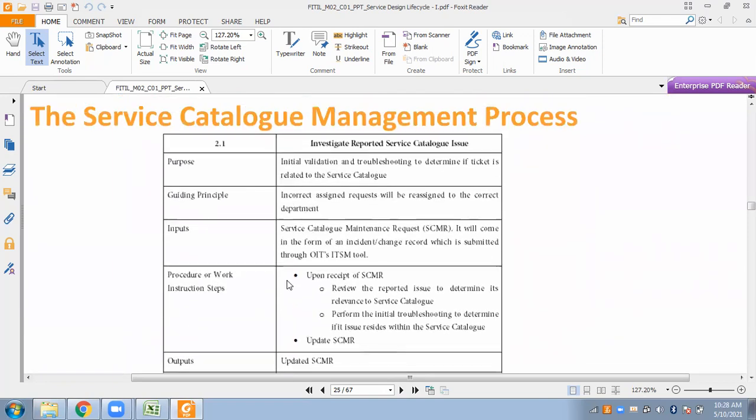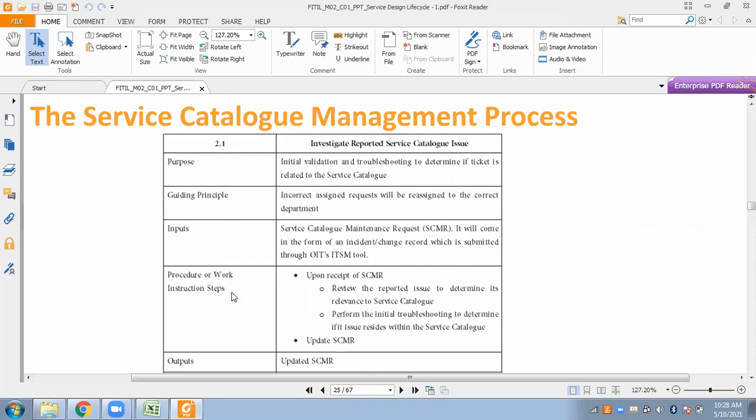Starting with the first, 2.1, investigate reported service catalog issue. The purpose is initial validation and troubleshooting done to determine if the ticket is related to the service catalog. The principle is that an incorrectly assigned request will be reassigned to the correct department. What will be the inputs? The input is the service catalog maintenance request. It will come in the form of an incident or change record, submitted through the IT service management tool.